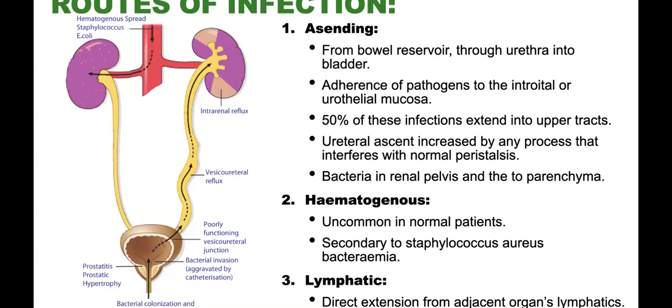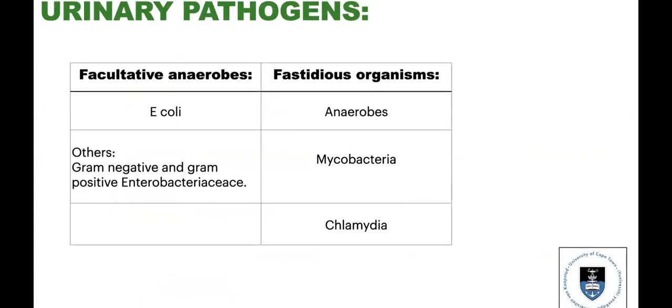And then we've got lymphatic spread, which is direct extension from adjacent organs. So, common pathogens. You have E. coli, which is the most common pathogen that causes UTIs. And other gram-negative and gram-positive Enterobacteriaceae, like Klebsiella, are common in causing UTIs. We also have fastidious organisms. These are organisms that grow in special cultures, like TB and chlamydia, not very common causes of UTIs.